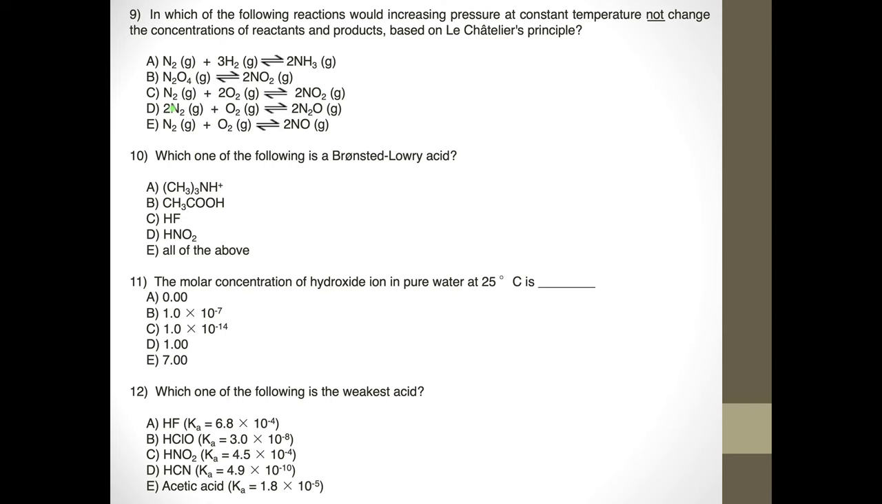We have three moles here in the reactants, two of nitrogen, one of oxygen, and we have two of the dinitrogen oxide here. So this one is also going to be affected.